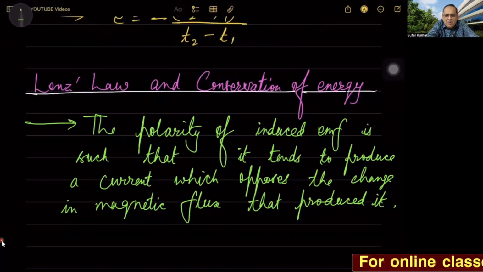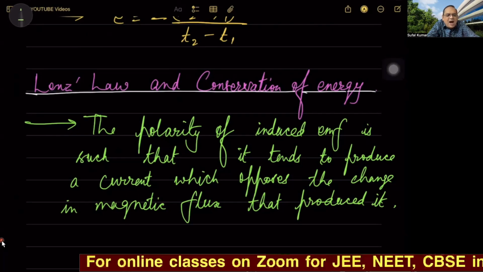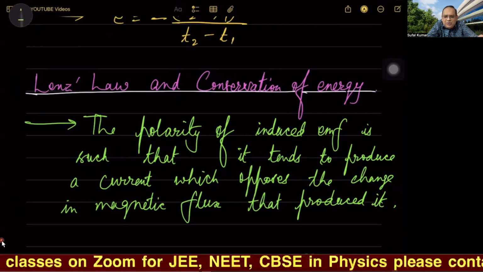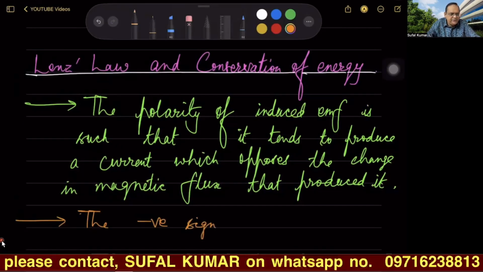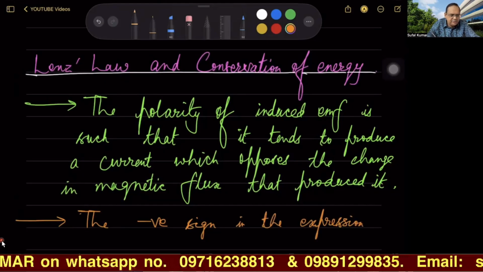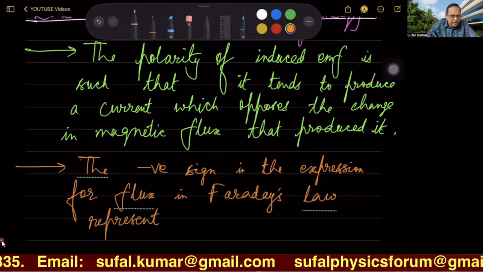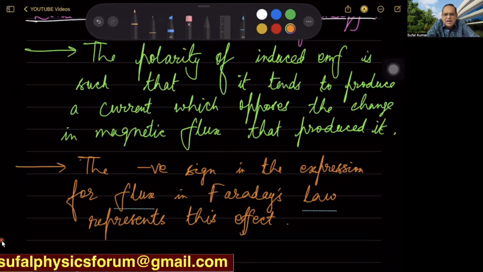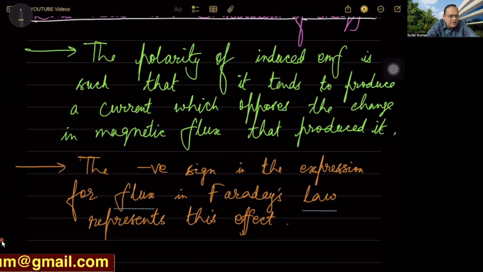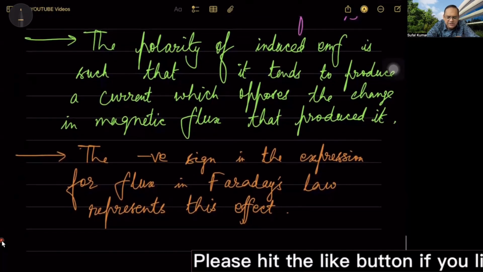And in all the cases of induced EMF, we keep observing that they start opposing the origin from which they appeared. And one more point: the negative sign in the expression for flux in Faraday's law represents this effect. Now, lastly, how is this law in accordance with the law of conservation of energy? For this, I wanted to paste one screenshot, one question from a board's previous year paper.